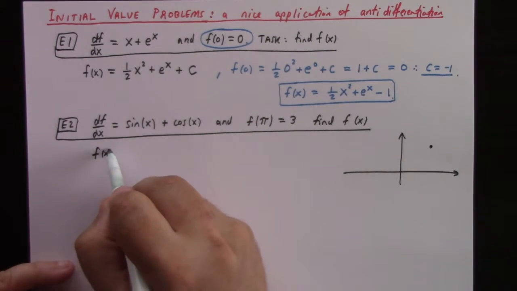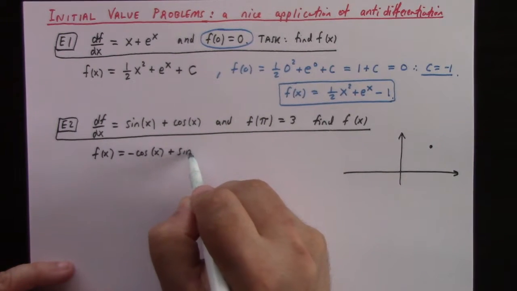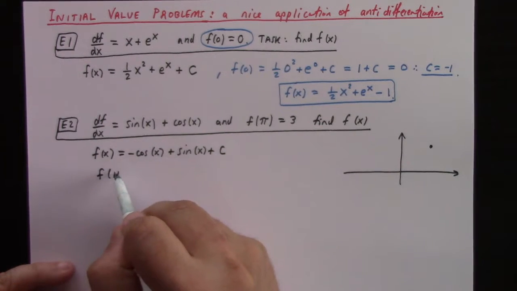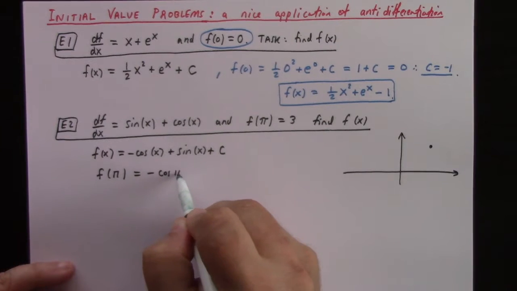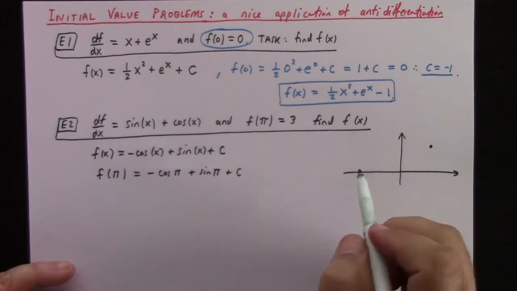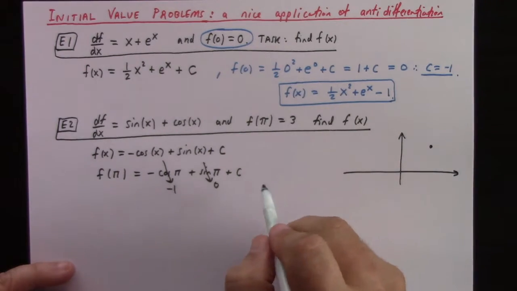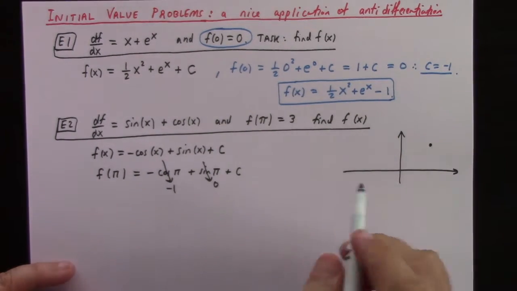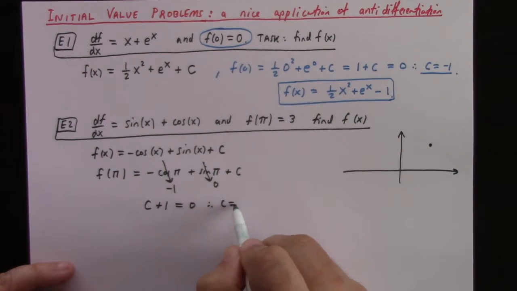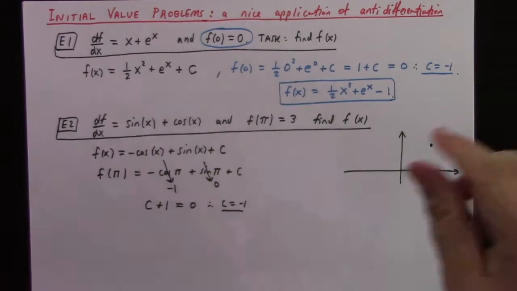Anyway, so here goes. f of x, I take the integral of this, I get minus cosine of x plus sine x, plus a constant. But I know that f of pi is minus cosine pi plus the sine of pi plus c. But of course sine of pi is 0, cosine of pi is -1, minus 1 gives me +1, so I've got c plus 1 equals 0, so therefore c is -1. c is -1 again, that's a total accident, I'm sorry, that's funny. That's my luck.